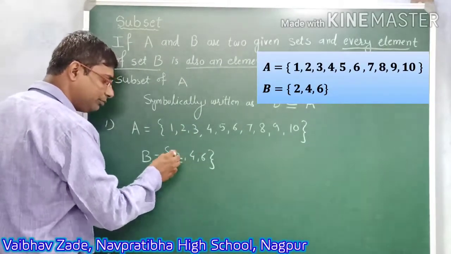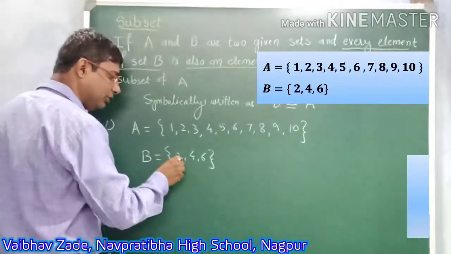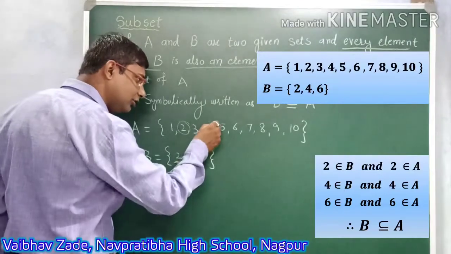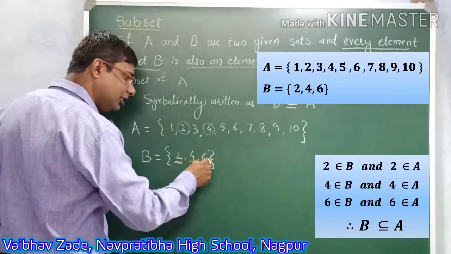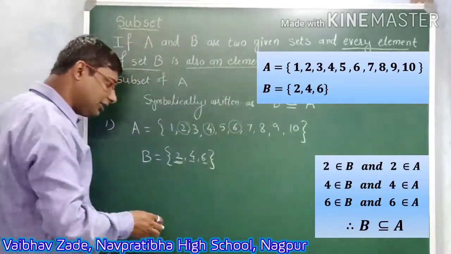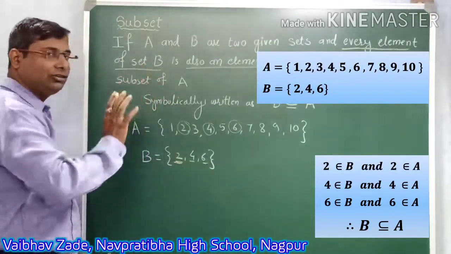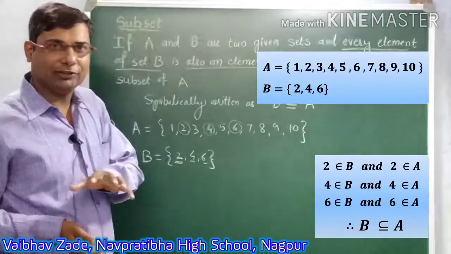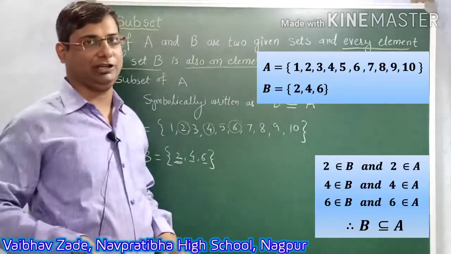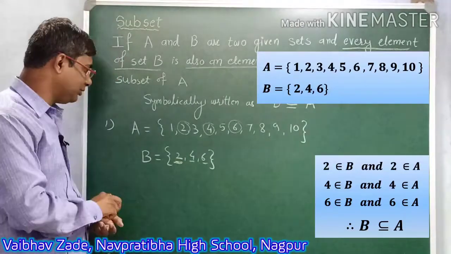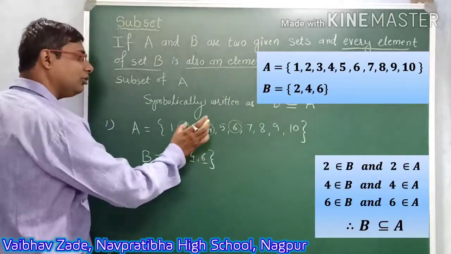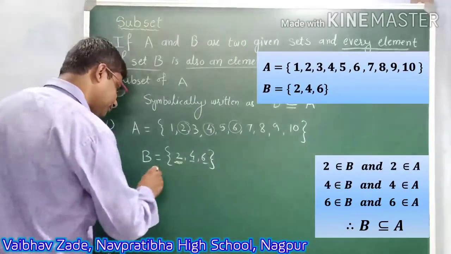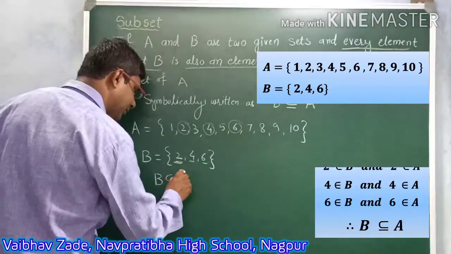First element 2: here it is also in set A. Next, 4 is also present in set A. Next, 6 is also present in set A. It means B is a subset of A. It means B is a part of set A. It's clearly what I said: what is a subset? It is a part of set A. It means B is also contained in set A. Hence I say that B is a subset of A.